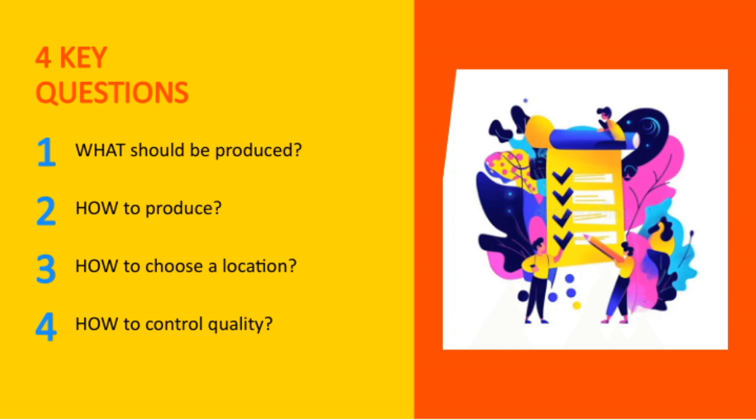Next, we look at how to choose a location. The location you select can greatly influence the quality of your product or service. Factors like accessibility, resources, labor availability, and even the local environment play a role. Choosing the right location is about aligning these factors with your quality objectives so that you can operate efficiently and maintain high standards. Then, we consider how to produce.